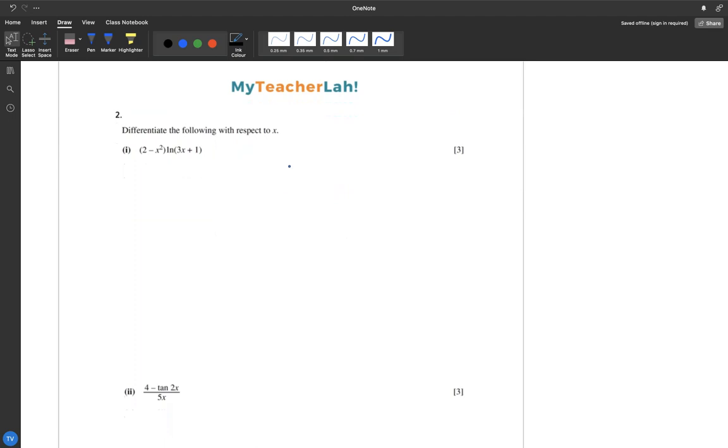Right, question number 2. Differentiate the following with respect to x. So for the first part, you need to understand that this is actually a product rule. So we're going to make use of the product rule.